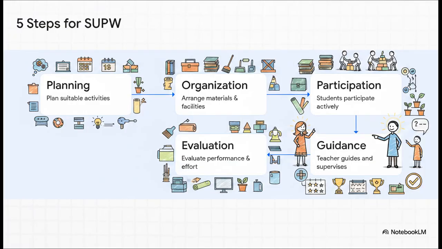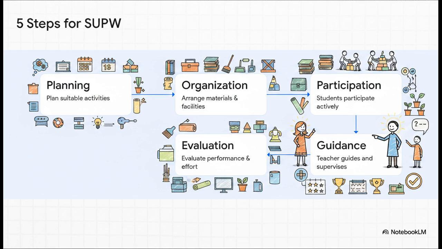Here is your exact roadmap for making this happen in a live school setting. Step 1, planning suitable activities tailored to your students' age and local context. Step 2, organization of materials and facilities, because, let's be honest, a poorly resourced activity just leads to total chaos. Step 3, ensuring the active participation of all students. Step 4, guidance by the teacher. And Step 5, evaluation of their performance and effort.